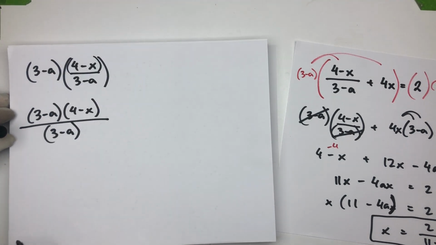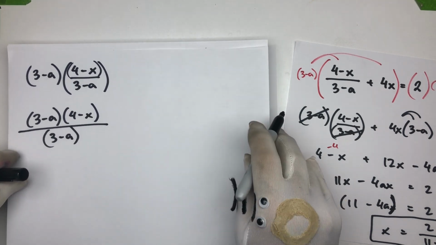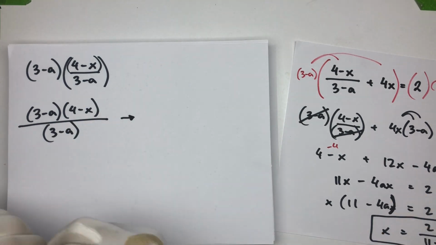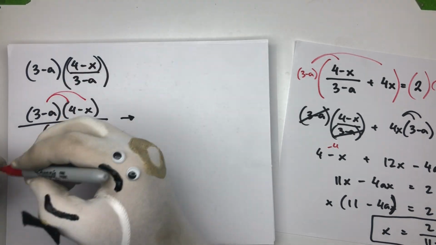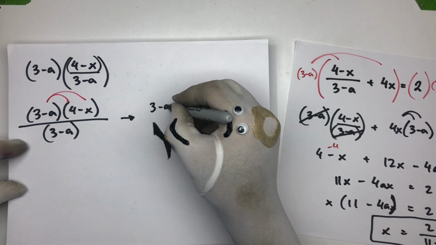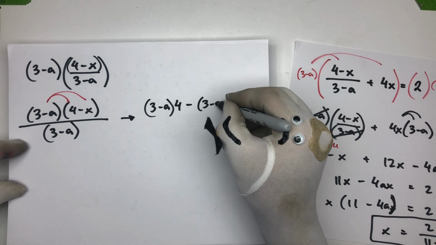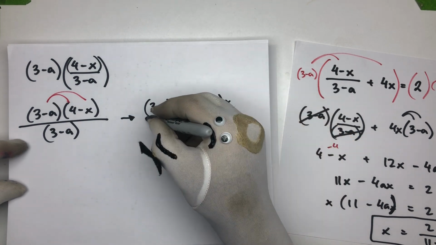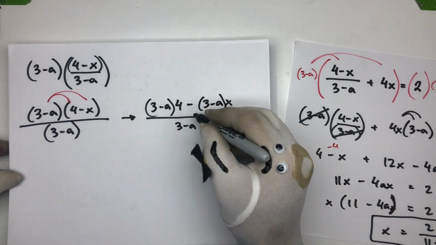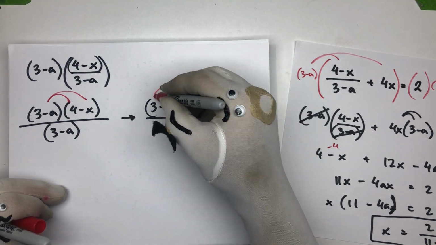So I'm just going to be multiplying those two. Now, I could expand this, and this is something that I want to show you. This is essentially that FOIL thing that you guys talk about. If I wanted to expand this, I could, okay? So I'd be left with (3 minus a) times (4 minus x) over 3 minus a, okay? And then I could expand this again.